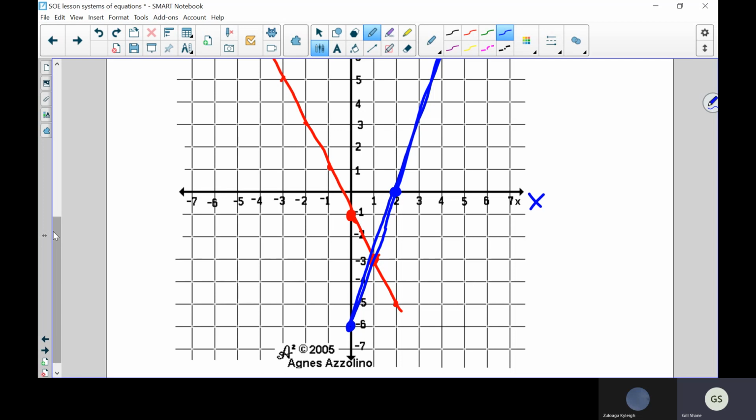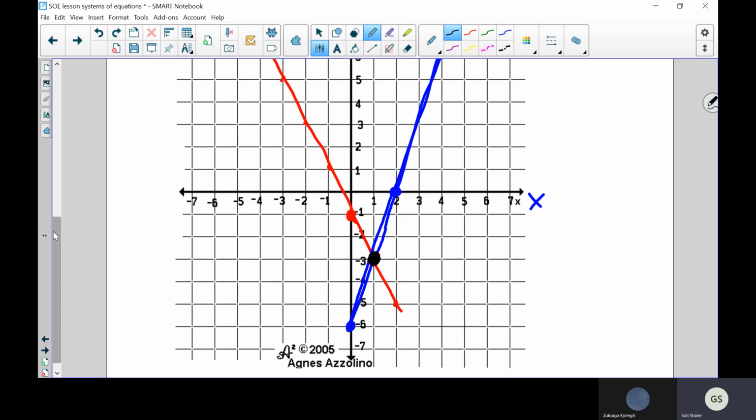So now, where they cross is my solution, because that's the x and the y that solve both equations, basically. It solves this one, because it's on that line. It also solves this equation, because it's also on that line. It's on both lines. But you need to be able to tell me, not just say, oh yeah, where they cross is the answer. You need to be able to tell me what the answer is.